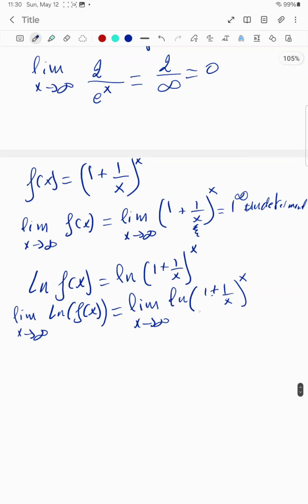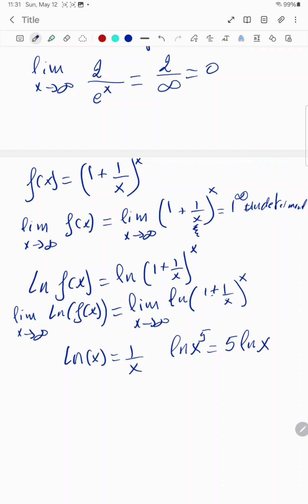I know the derivative of ln of x is equal to 1 over x. That's a formula that we can use. And I know the logarithmic rule of ln, let's say ln of x to the power of 5 is equal to 5 ln of x. So I will be using those two formulas to solve my problem.